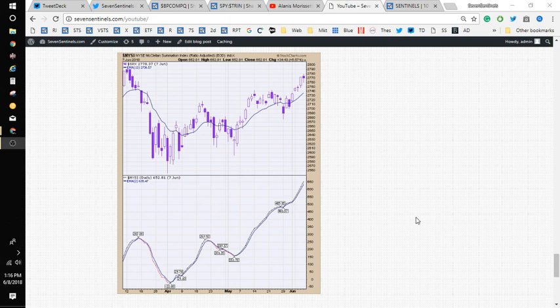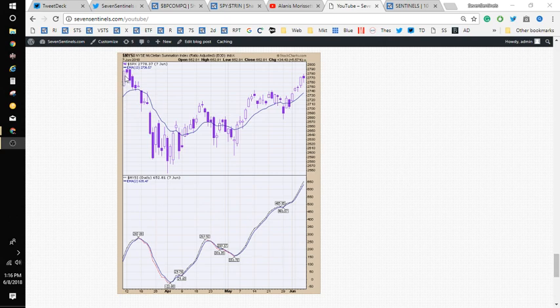But in the meantime, Sentinel number 3 is the summation index, so that when that summation index is a positive number, the Sentinel number 3 is an uptrend. When the summation index produces a negative number, Sentinel number 3 is in downtrend. It's that simple.